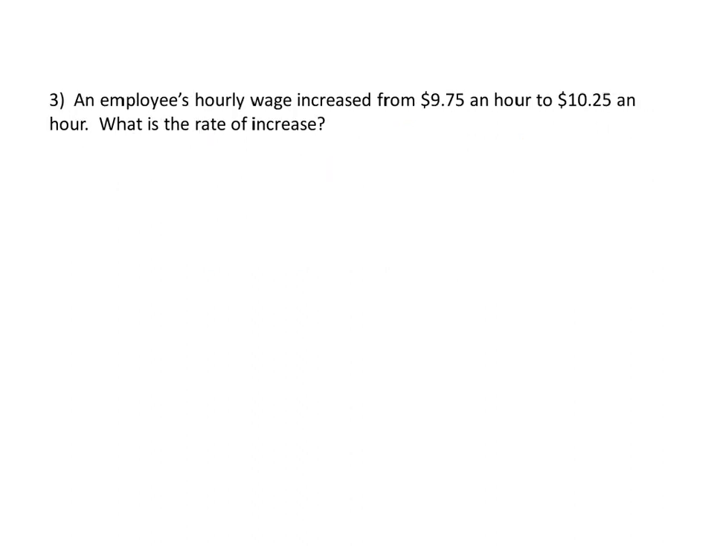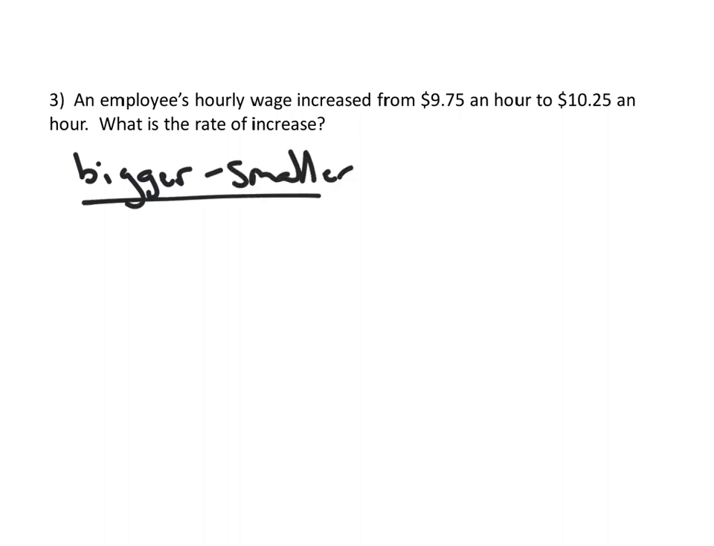So example 3 says an employee's hourly wage increased from $9.75 an hour to $10.25 an hour. What is the rate of increase? So anytime we're trying to find the rate of increase or the rate of decrease, we're going to subtract the two amounts. So we're going to take whatever the larger amount is and subtract the smaller amount. Then we're going to divide by whatever our original value was.